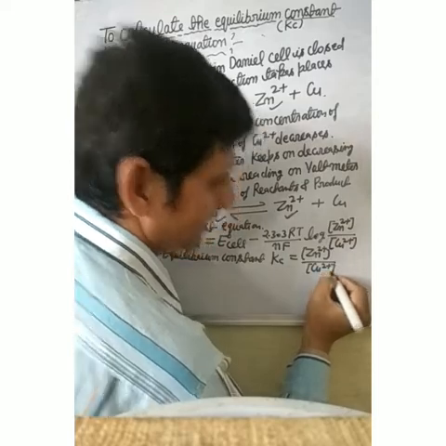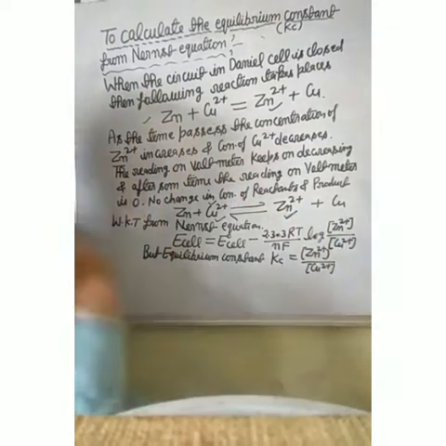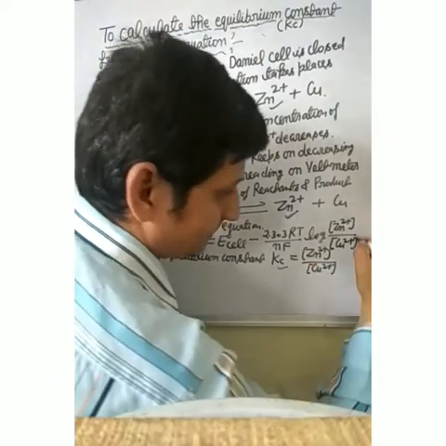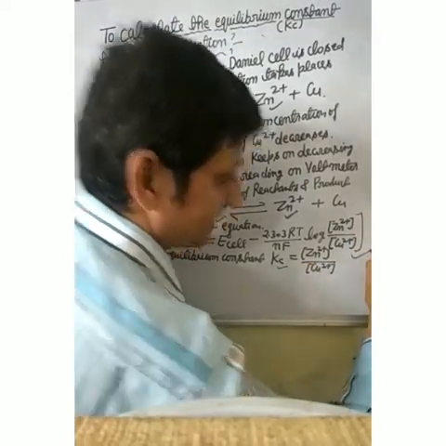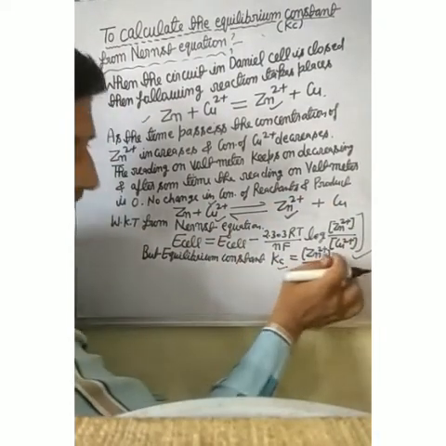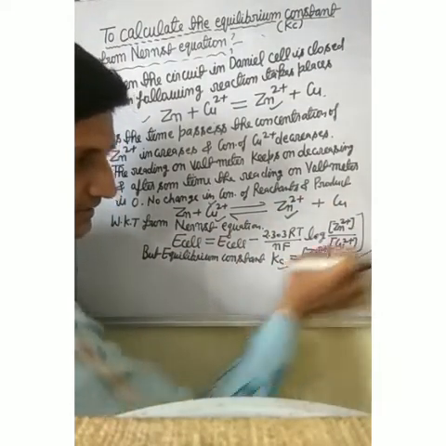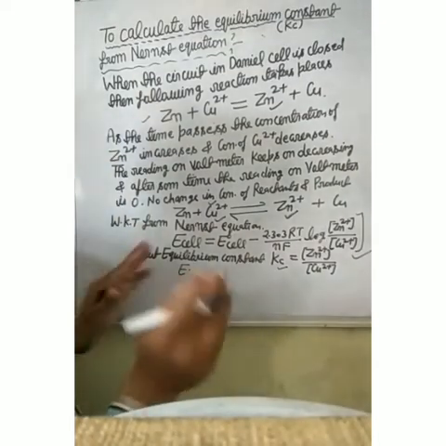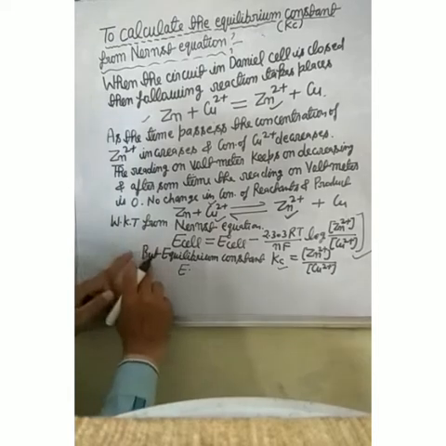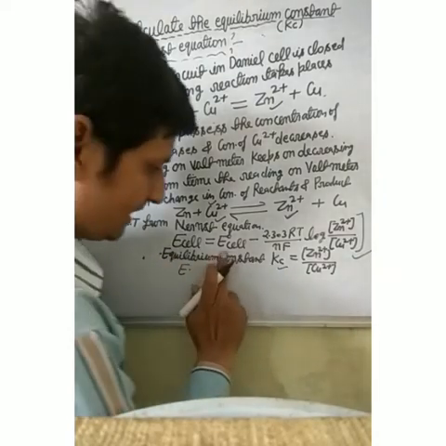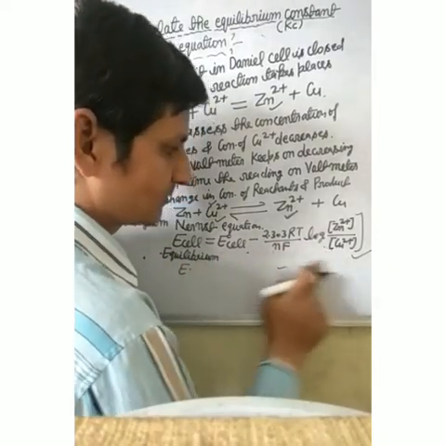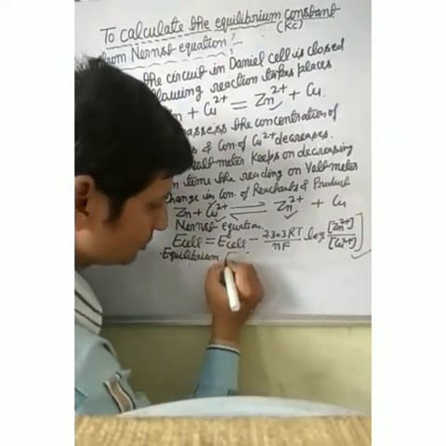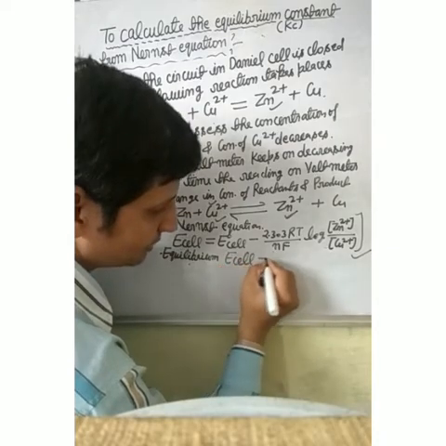As I have told you, we have to take the concentration of copper and zinc as 1. Now in the place of zinc ion and copper ion, we can write Kc, and putting Kc in that place, we get E cell. But the important thing you have to know, dear students, is that when equilibrium is reached, E cell is equal to 0.